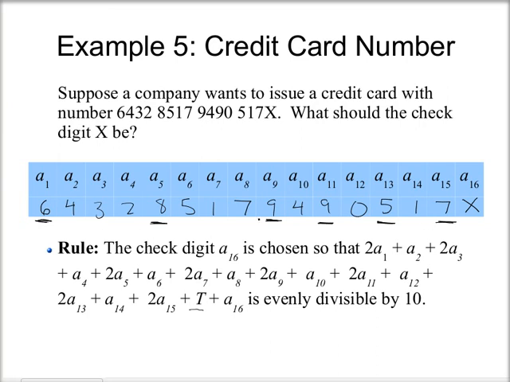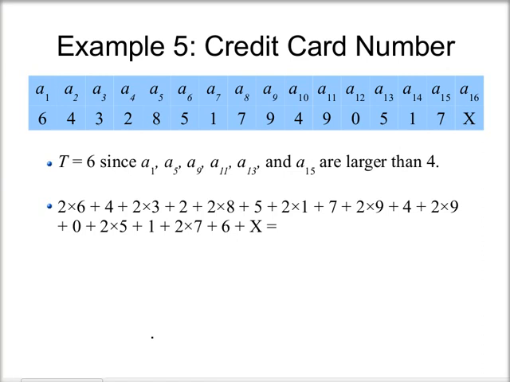So if I count those all up, that gives me 6 digits in odd positions that are greater than 4. So I'm going to have T equal to 6. Alright, now I need to put all of these numbers into my sum, and this is what I'm going to get. So I'm alternating 2 times my digit plus 1 times the next digit all the way up to A15. Then I'm adding on T and A16, and this is the sum I get.